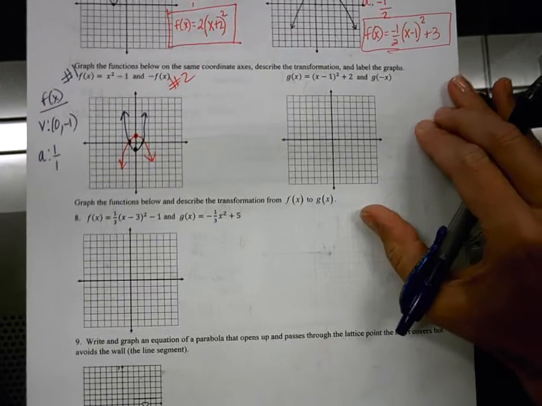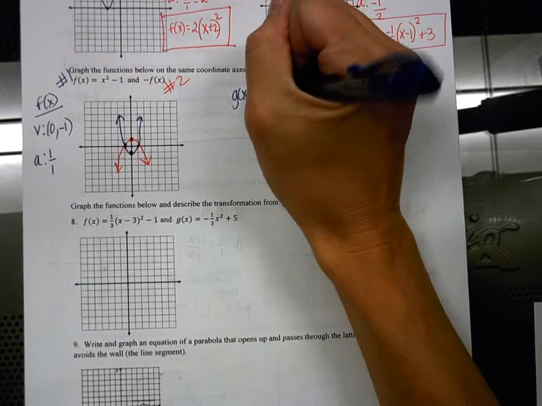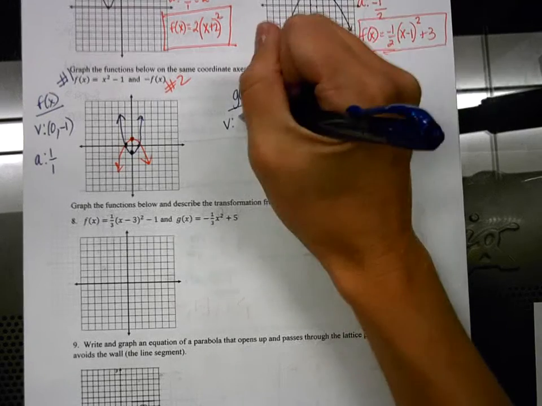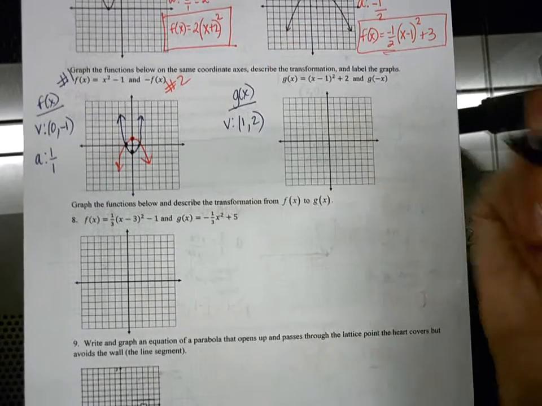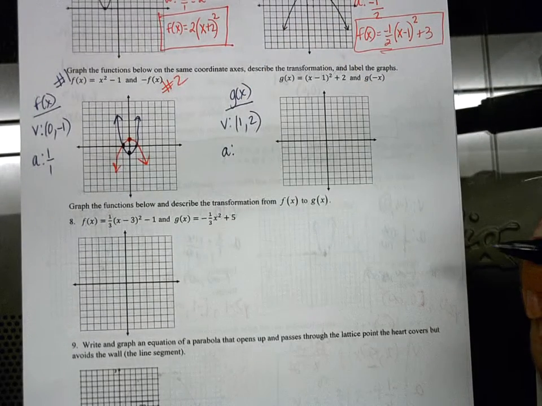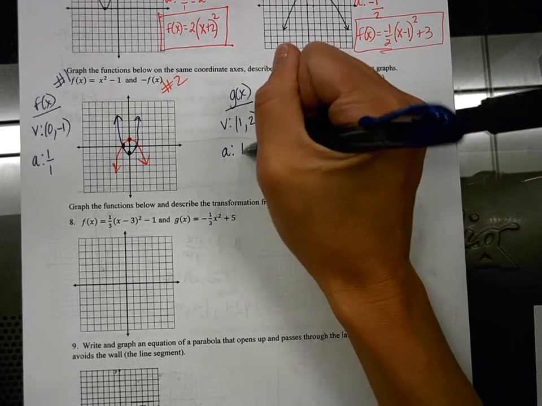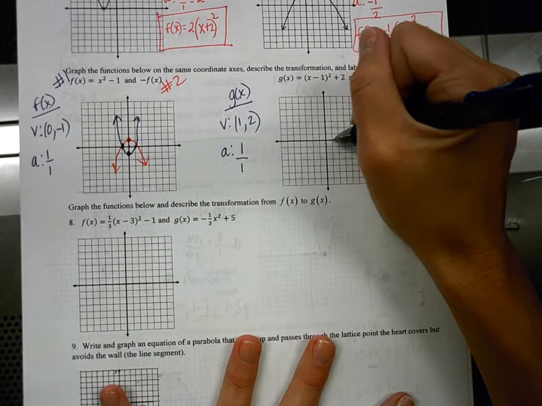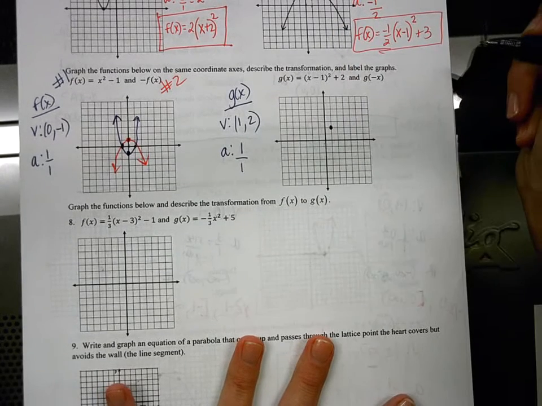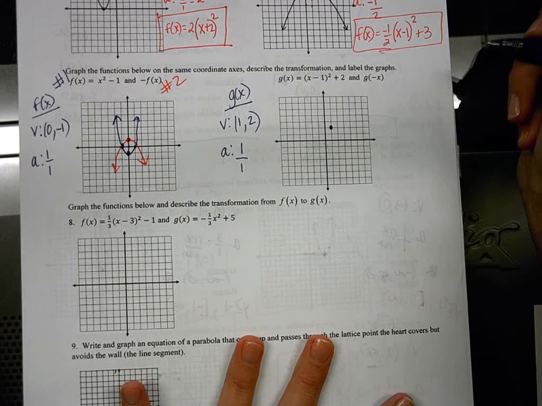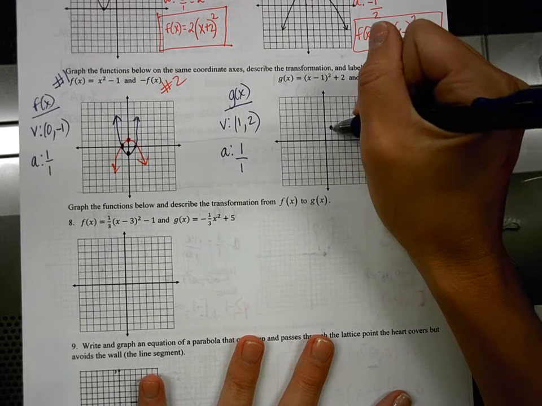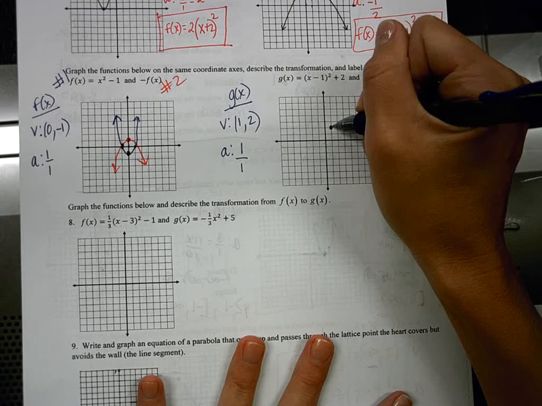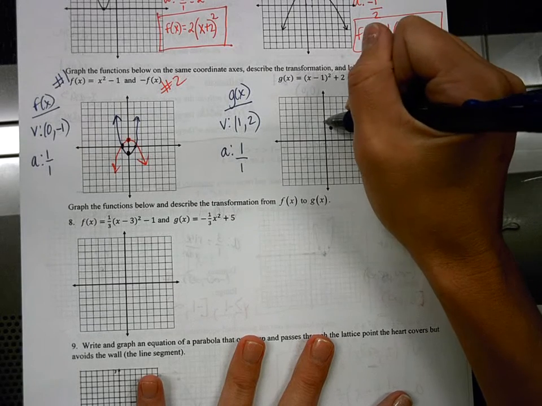So g of x, what is my vertex for g of x? Tell me again, I heard somebody say it. 1, comma 2, very good. And what is my a value on this one? Good, and as a fraction we put it over 1. Good. So we go right 1, up 2. Am I going too fast? And then from there I'm going to go where? Good, up 1, right 1, and up 1, left 1. And we draw our parabola.